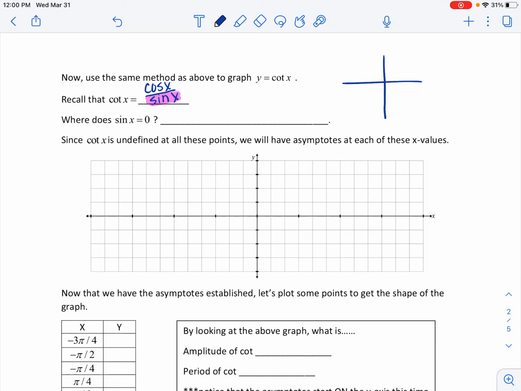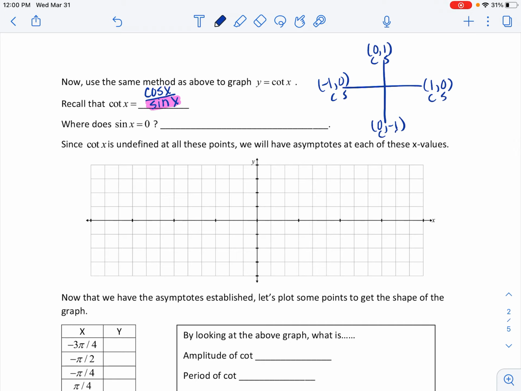Again, we go back to our quadrant angles. Remember, this goes 1, 0, 0, 1, negative 1, 0, 0, negative 1. This goes cosine, sine, cosine, sine, cosine, sine, cosine, sine. And where is sine equal to 0? Well, it's going to be here and here. So it looks like it's going to be at 0 and then pi, right? So we're going to have it equal to 0 and at pi.